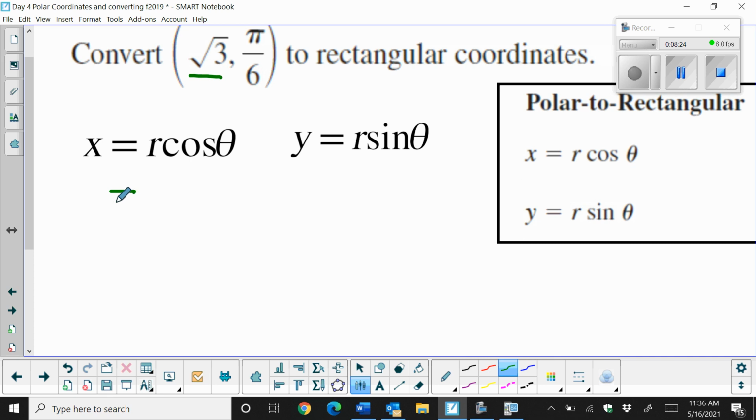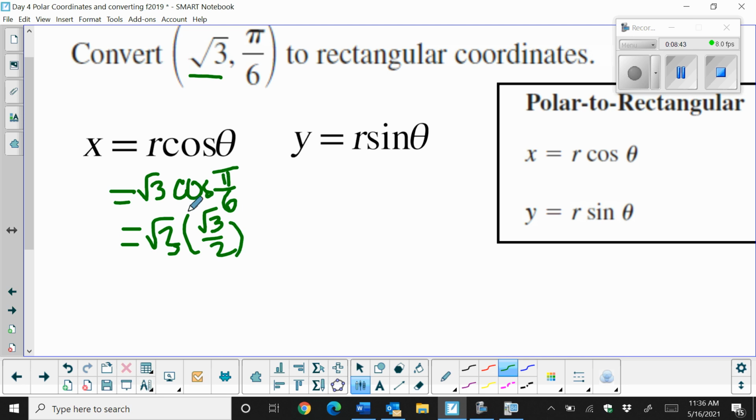So to find the x-coordinate, we're going to plug in √3, and then we're going to take the cosine of pi 6. So the cosine at pi 6 is positive √3 over 2. And let's multiply that together. √3 times √3 is 3. So 3/2, which is 1.5.